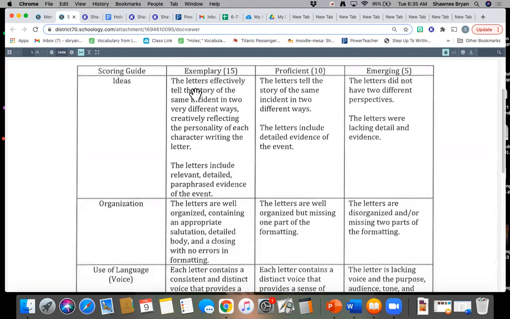So the letters effectively tell the story of the same incident in two very different ways. So you are going to be picking one specific event or incident from the novel, and you are going to tell it in the perspective of one child, and then you're going to tell the exact same incident in the perspective of one adult. And this is going to show how you use your voice and how the same event can sound very different based on who is describing it.